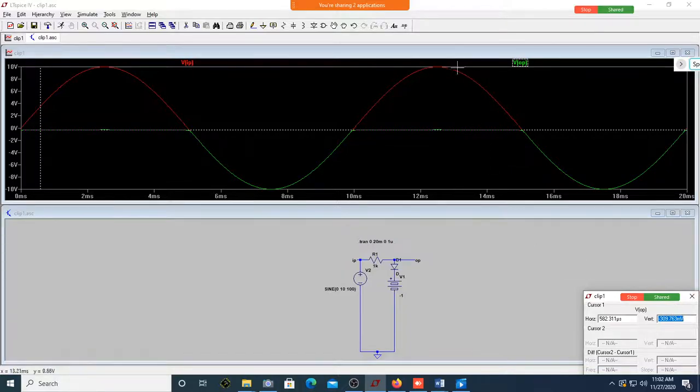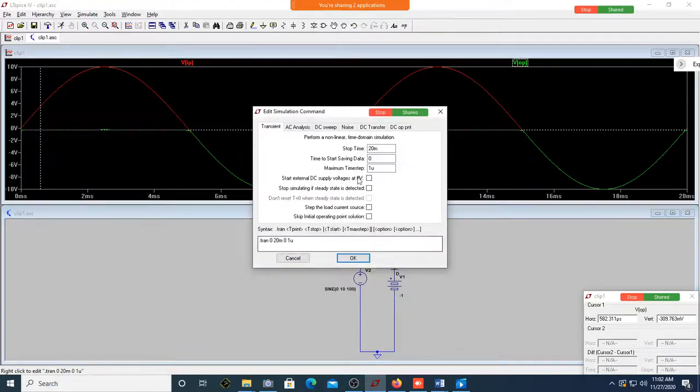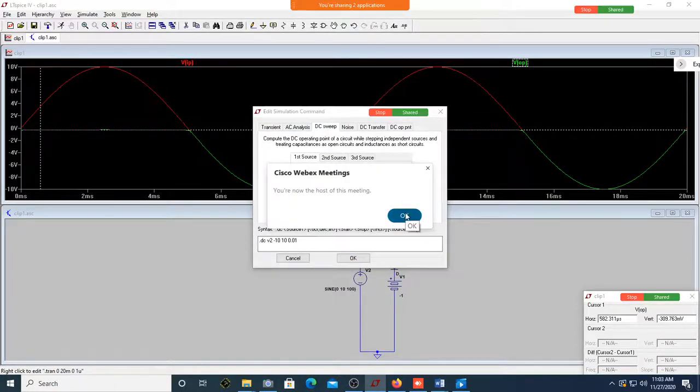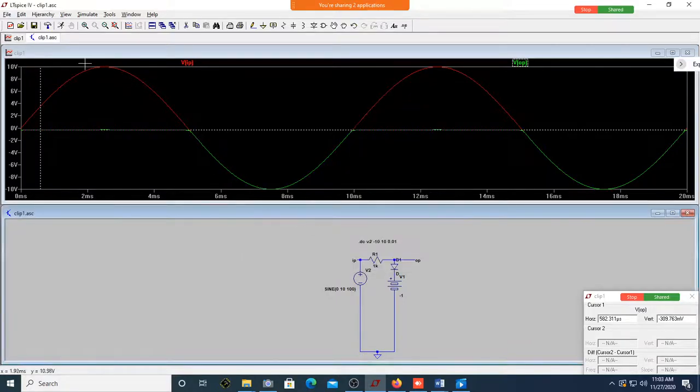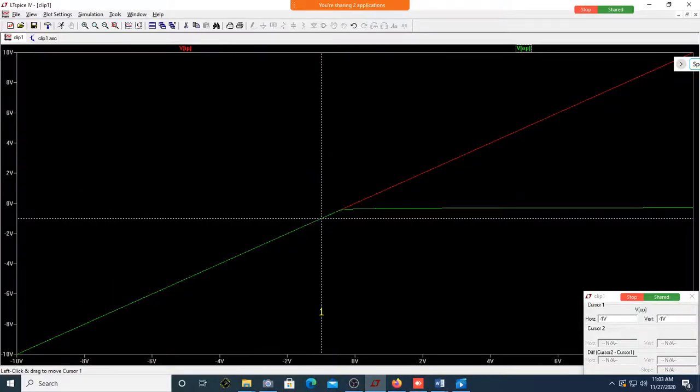Correct? Now let us see the transfer characteristics. How do I see the transfer characteristics? Instead of .tran, I'll go for .dc. I'll sweep it and I will run now. Can you see now? Yes, sir, seeing that.